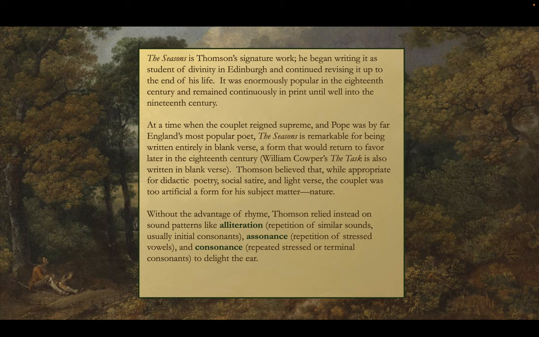So that doesn't mean that he doesn't have some musical qualities in his poetry without the advantage of rhyme. He instead relies heavily on repeated sound patterns like alliteration, which is the repetition of similar sounds, usually initial consonants in a word, assonance, which is the repetition of stressed vowels, and consonance, the repeated stressed or terminal consonants of a word, to delight the ear. So alliteration, assonance, and consonance are all forms of sound repetition based on vowel or consonant sounds and whether those sounds are stressed in the metrical line.